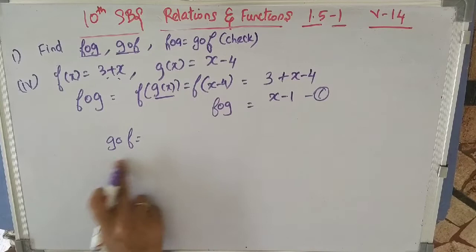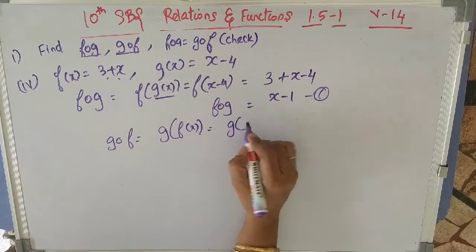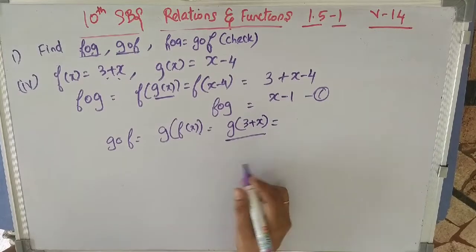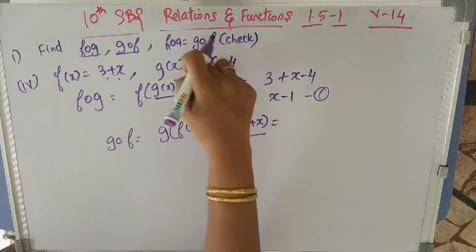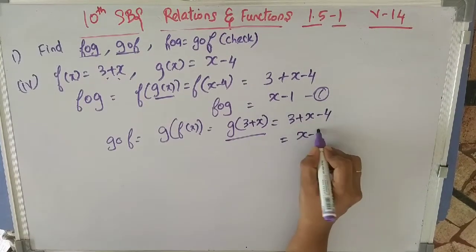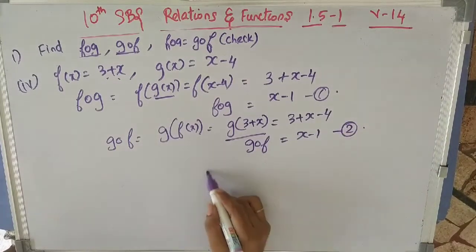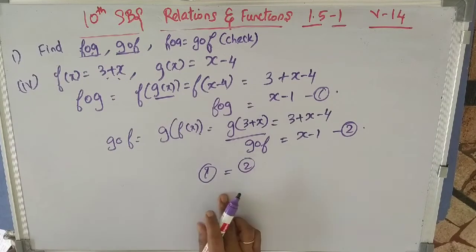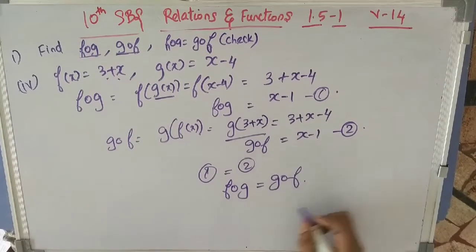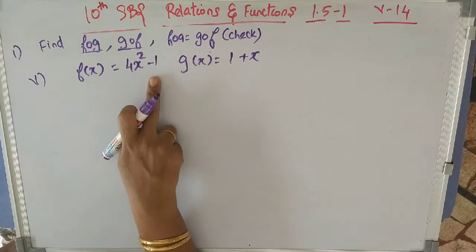Now we have to find g dot f, that is g of f of x, which is equal to g of, what is f of x? 3 plus x. We know g of x. Now we have to find g of 3 plus x. So in g of x, instead of x, I am replacing with 3 plus x. So 3 plus x minus 4, which is equal to x minus 1. I am marking it as 2. This is g dot f. Now on seeing 1 and 2, we can say that 1 is equal to 2. Therefore, f dot g is equal to g dot f in this case. Clear? Do you have any doubts? No, isn't it? Okay. Now let's go to the fifth question.